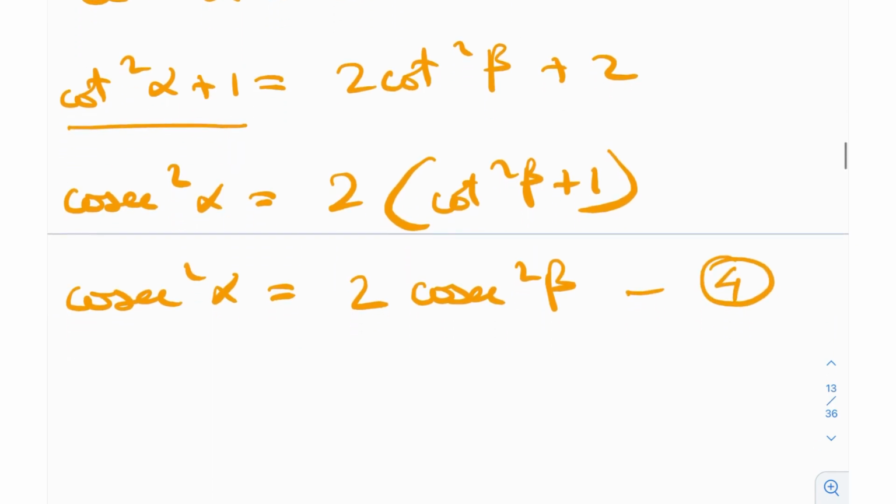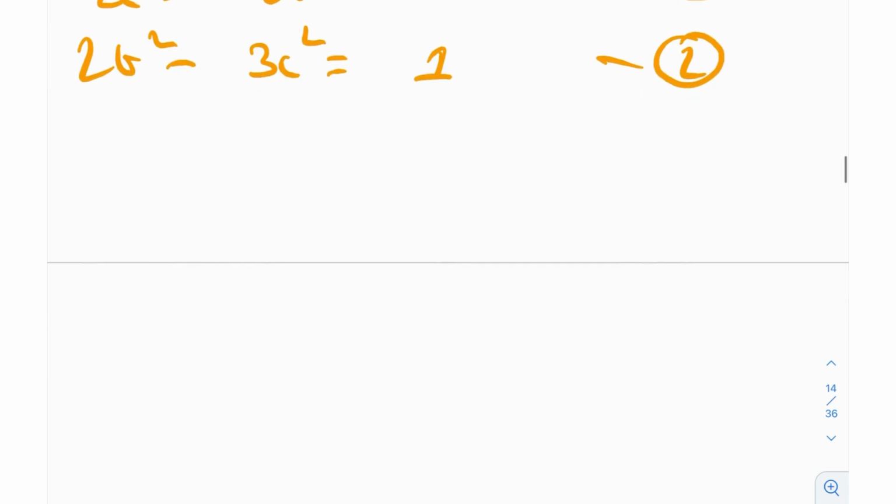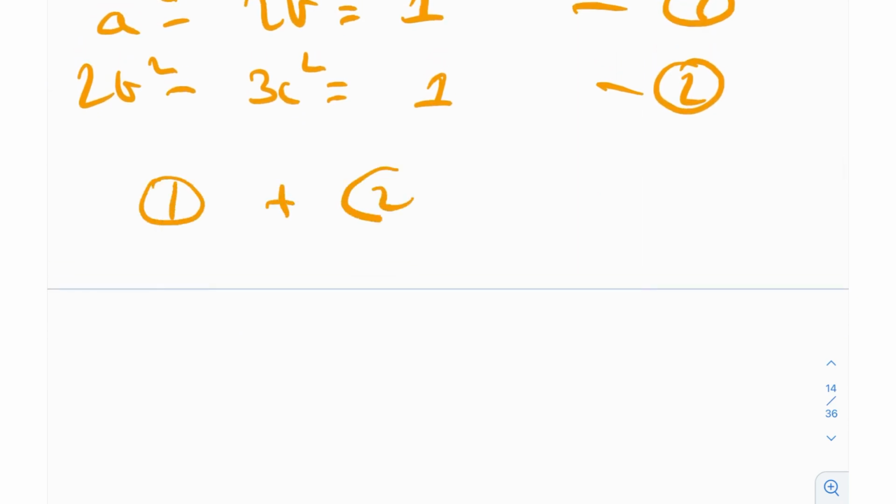Similarly, we had equation number 1 as this, right? This was equation number 1. Then we also had 2b square minus 3c square is equal to 1. That was equation number 2. If I can just add 1 and 2, what do I get? A square minus 3c square is equal to 2.